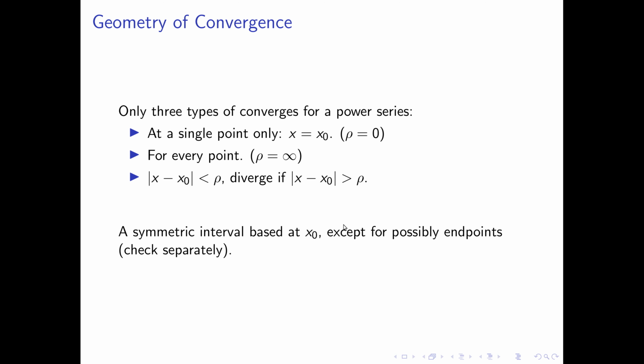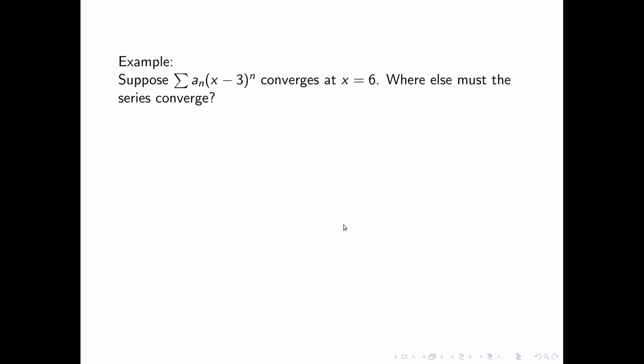So there are some implications of this. Let's try an example. Suppose that this power series, a sub n times x minus 3 to the n, converges for x equals 6. Then where else must the series converge? Go ahead and pause if you want to think about that for a second.